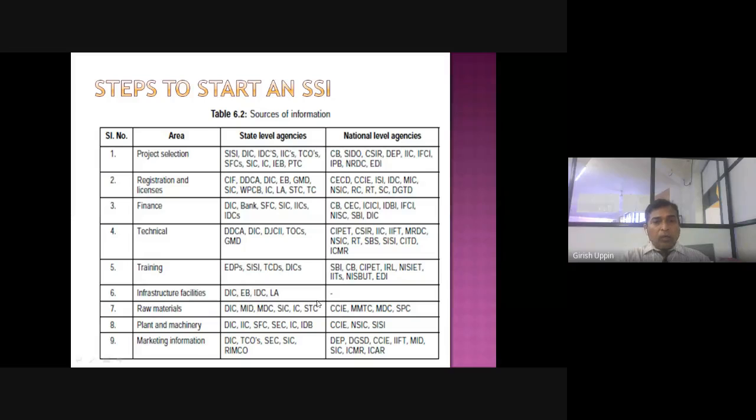And as I told you before, the state level agency, DIC, if you are not sure where to approach, DIC is the one place which will take care of most of these things. Or they will direct you to the right kind of agencies.